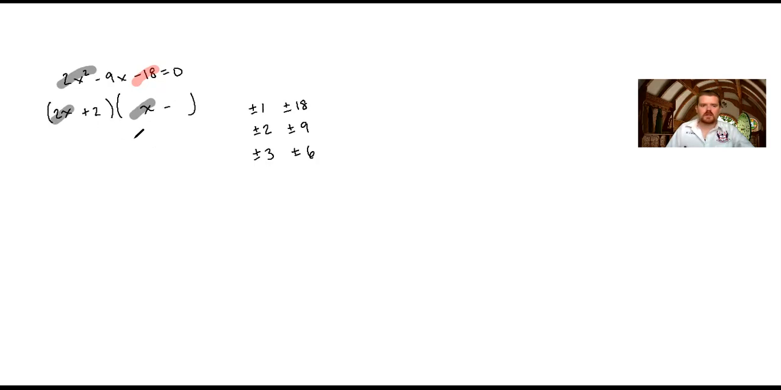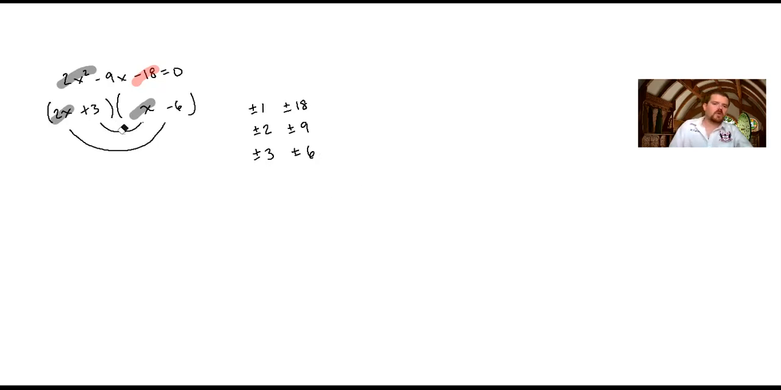Still too high. Well, maybe we change the signs around. Let's do minus 2 and positive 9. 2 times 9 is 18, negative 2 times x, add those together, that's 16x, still too high, and it's positive, our b term is negative. So let's go down, check another factor. Let's try positive 3 and negative 6. 2 times negative 6 is negative 12, plus 3x, that's negative 9, so that's factored.